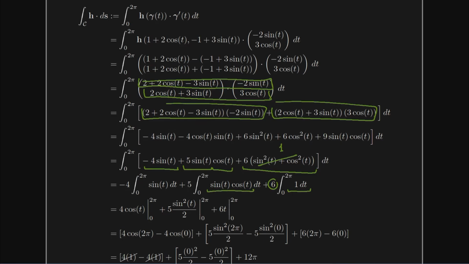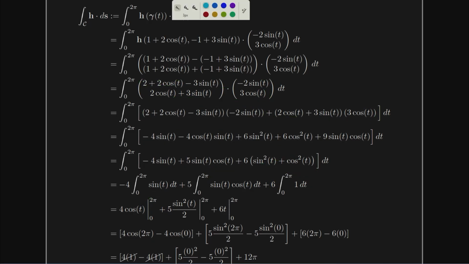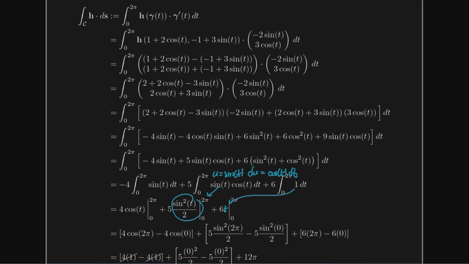We get an integral of sine times cosine and an integral of sine. Of course, the integral of sine is just negative cosine, but we already have a negative up front. Here I'm using a u substitution. What's my u substitution going to be? I'm going to let u equal sine of t, so then du is cosine of t dt, and that's going to let me get sine squared over 2 as the integral there. And of course, the integral of 1 is just t.